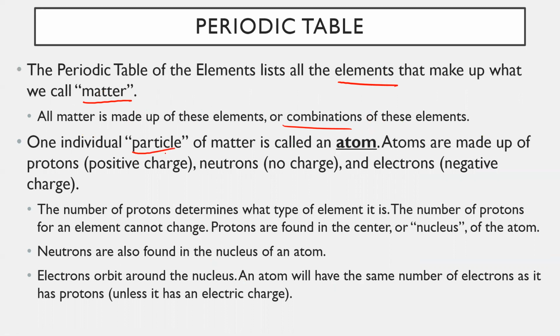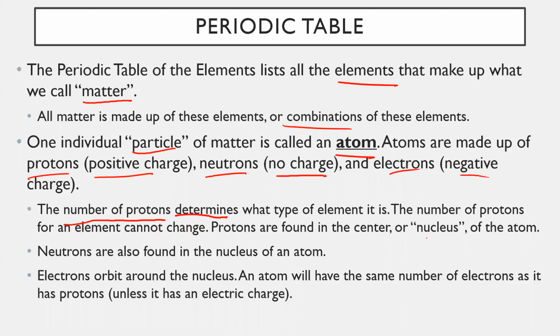Now one individual particle of matter is of course called an atom. Atoms are made up of protons, which have a positive charge, neutrons, which have no charge, and electrons, which have a negative charge. We'll go into more detail on this when we get into our physics section in a couple days. But the number of protons is actually what determines what type of element it is, right? Now, the number of protons for an element cannot change. If it changed, then your element itself would change. It would no longer be carbon, for instance, right?